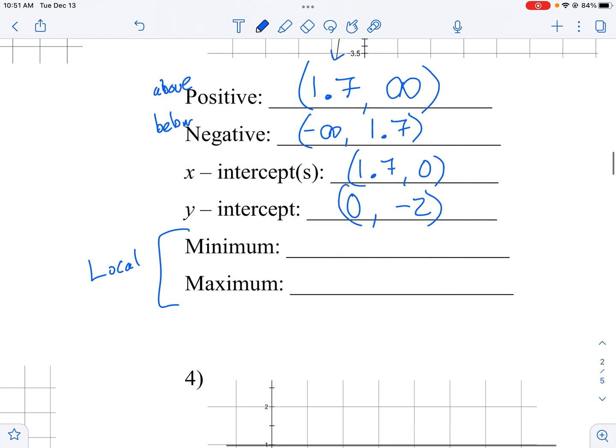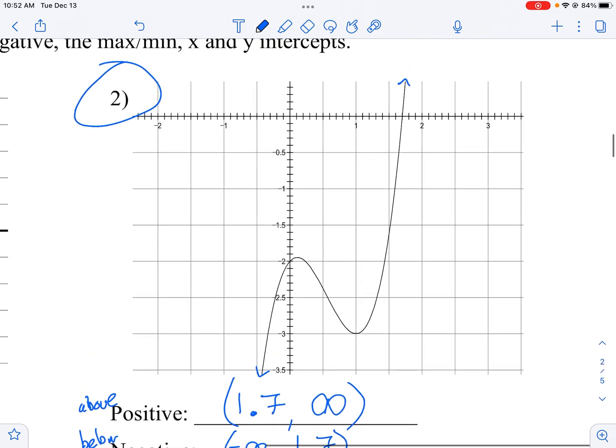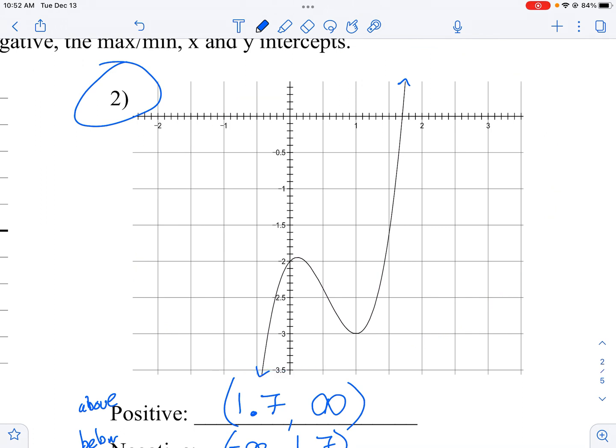And now we're going to talk about the last two blanks. It's mentioning minimum and maximum. We really didn't talk about minimum and maximum last year, so this is kind of a new thing. But minimum and maximum just means the highest point or the lowest point. But the thing is, there are different kinds of minimums and different kinds of maximums. If a point is the highest or lowest for the whole graph, it's called an absolute minimum or maximum. But if it's just the highest or lowest point in the surrounding area, it's called a local maximum or a local minimum.